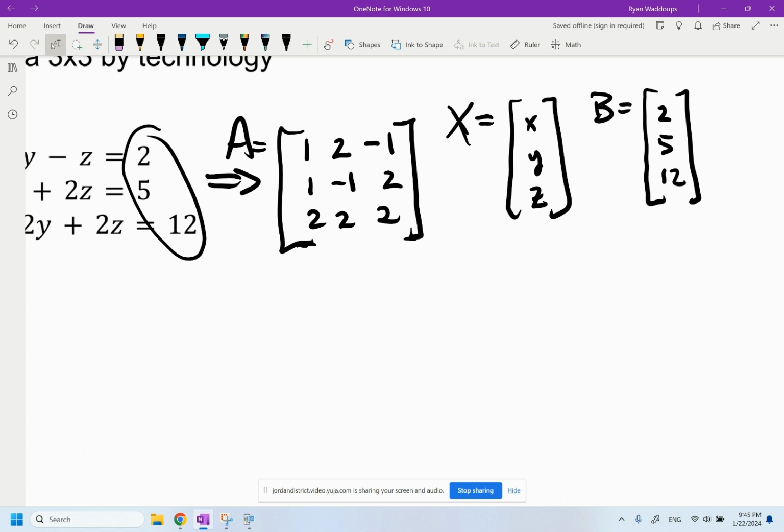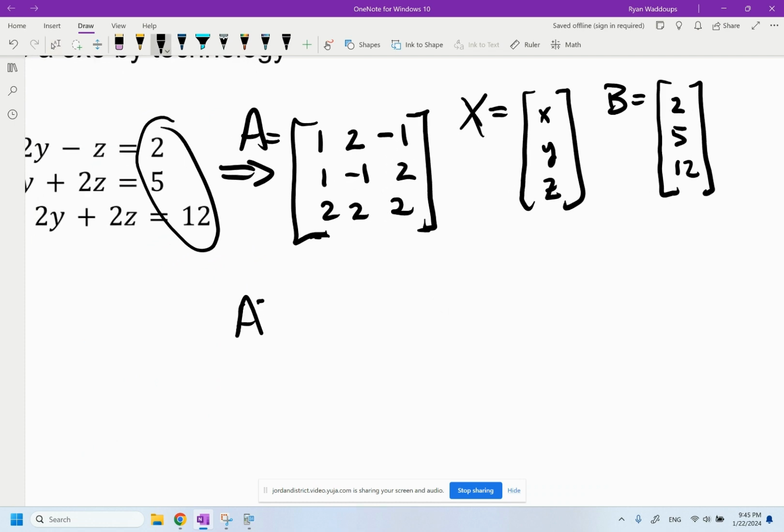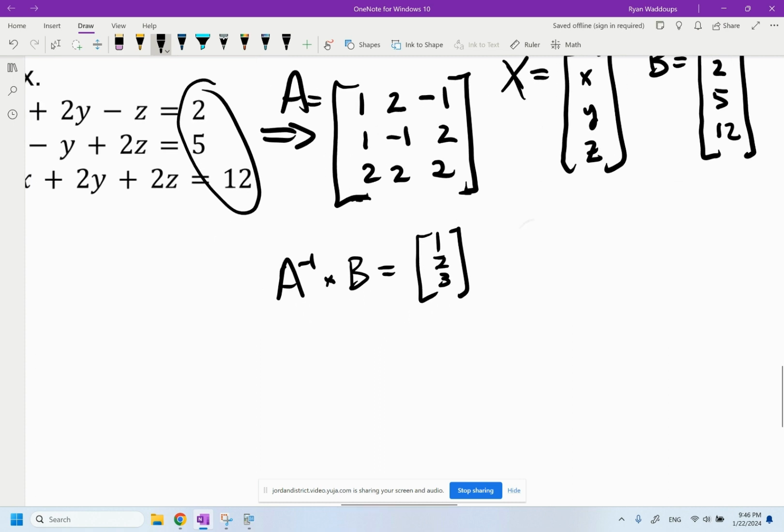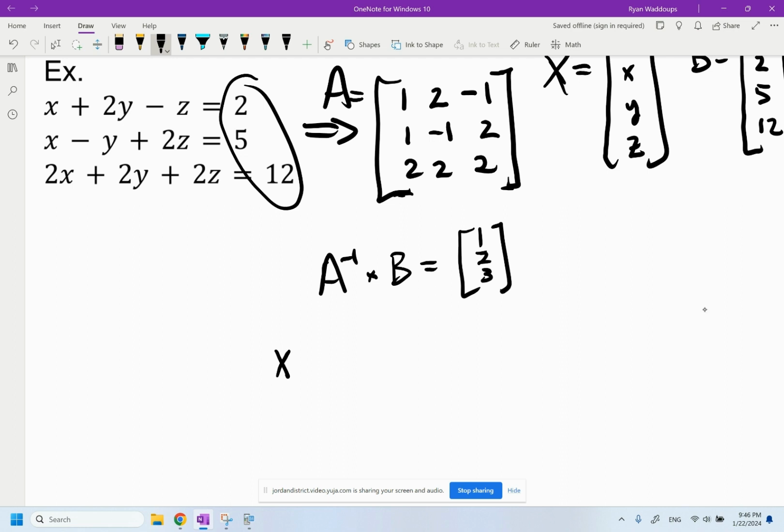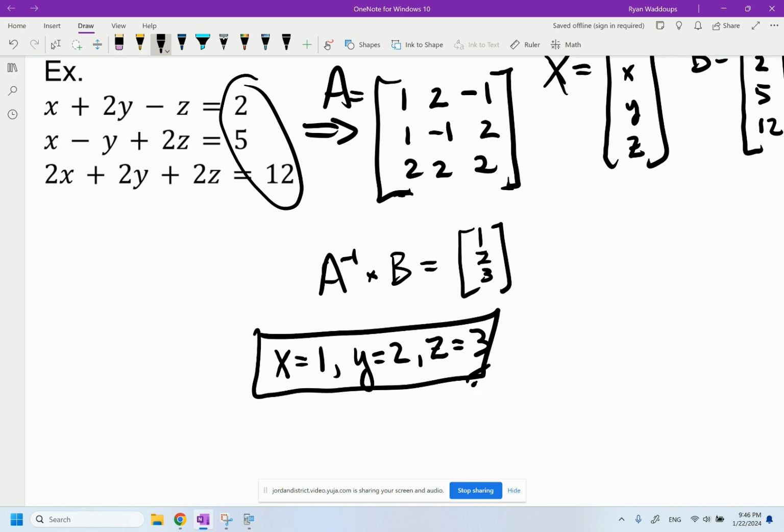So I'm going to write A inverse times B equals 1, 2, 3, which means my solution is that x equals 1, y equals 2, and z equals 3. And that would be my solution that we got from using technology.